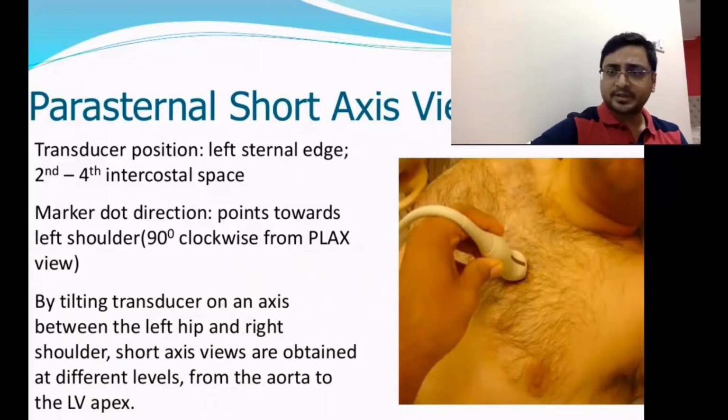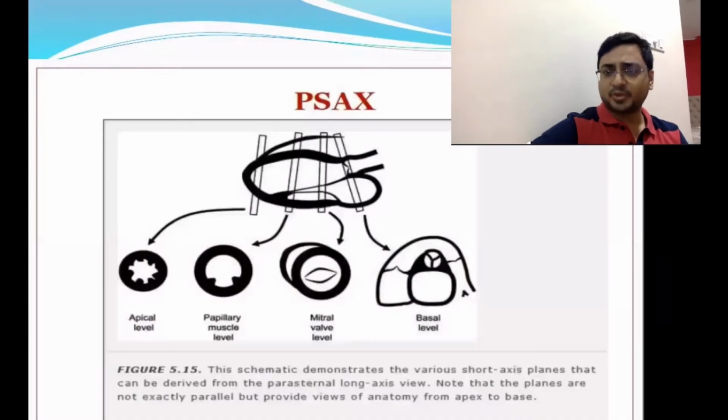Now coming to the short axis view, or PSAX: same parasternal position, but the marker dot points towards the left shoulder, that is 90 degrees clockwise from the long axis view. By tilting the transducer on an axis between the left hip and right shoulder, the short axis view can be obtained. This is one of the most important views because you can do it at different levels: the apical level, the papillary muscle level, the mitral valve level and the basal level.